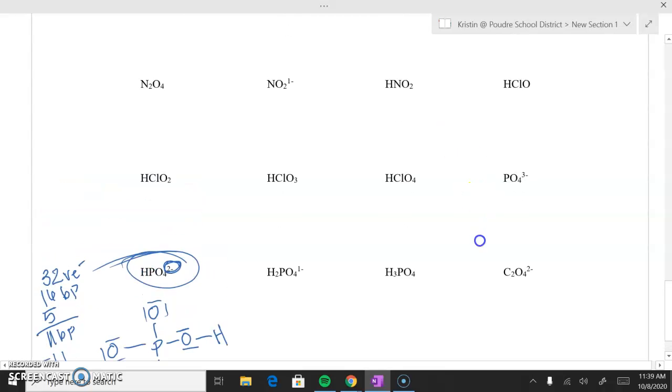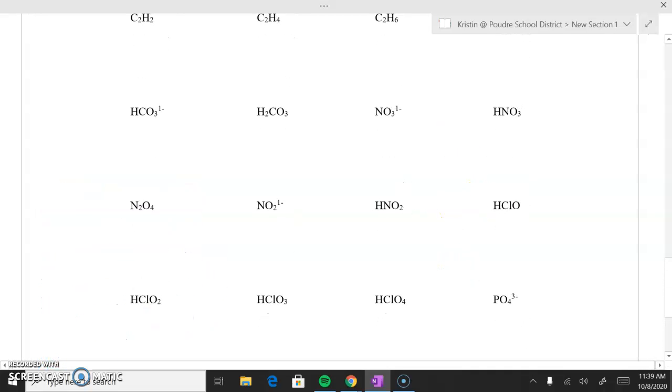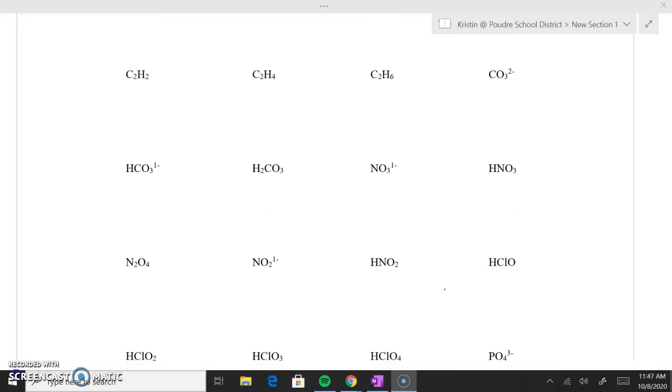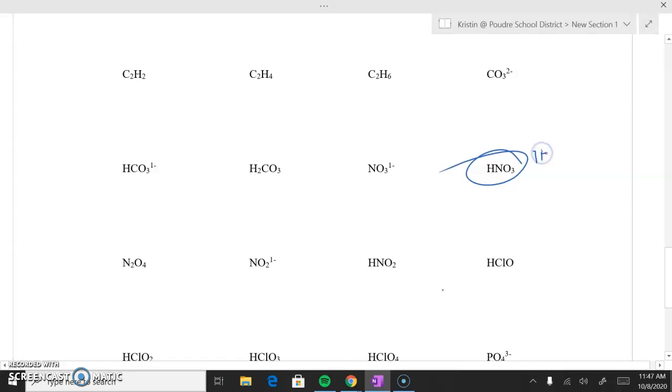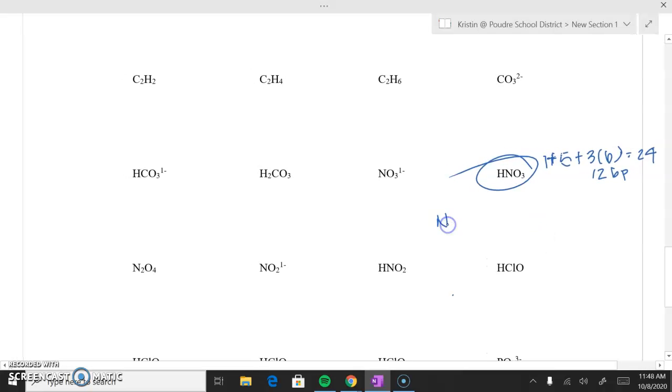I want to try to find another one with a multiple bond just so we can see another example of that. All right, let's go ahead and do nitric acid as our last example. Nitric acid, HNO3, we have 1 valence electron from the hydrogen, we have 5 valence electrons from the nitrogen, and then we have 3 times 6 from the oxygen, which gives us 24 valence electrons, which is 12 bonding pairs. Okay, central atom is going to be nitrogen. Hydrogen can't be the central atom, and oxygen is more electronegative.